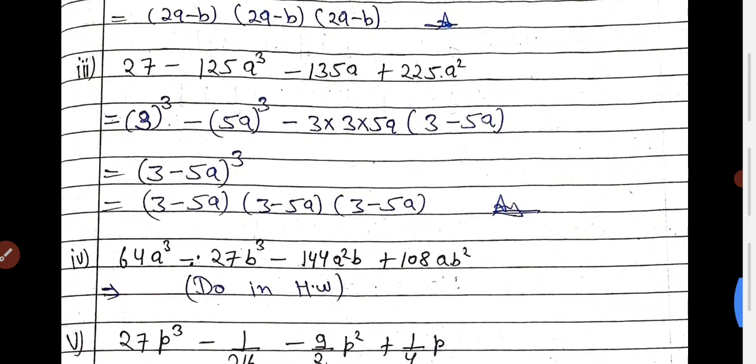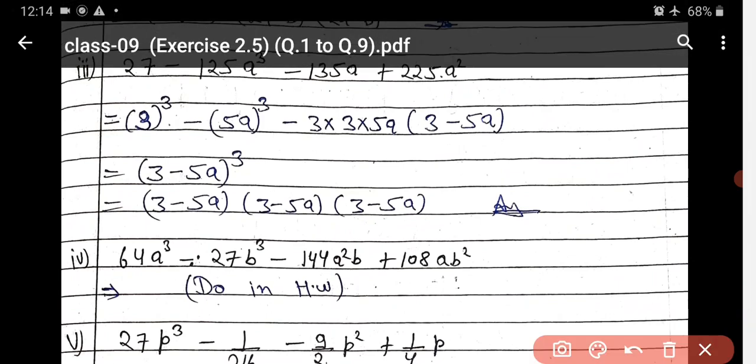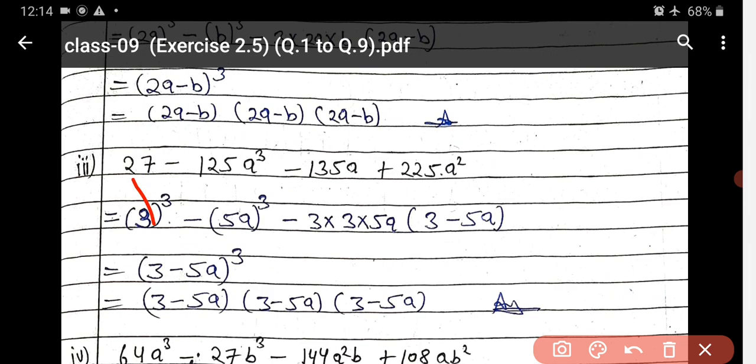There are many parts of this question also. 27 we can write here 3 cube. 125 a cube we can write 5a cube. The remaining part from the question, a cube minus b cube minus 3 into a into b bracket a minus b. When you check, again you get the same term. This term you get, this term you get.